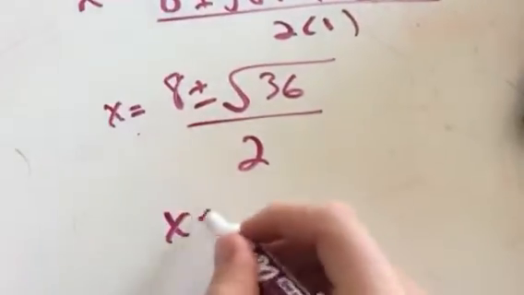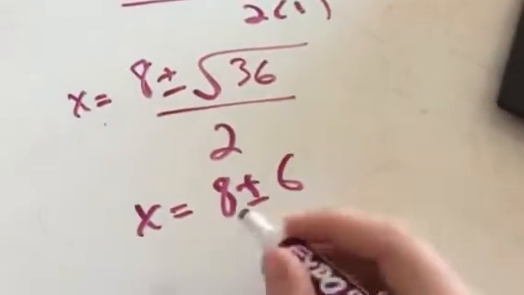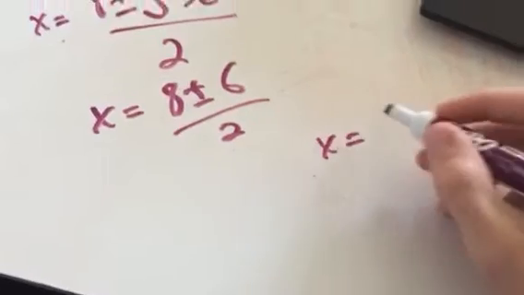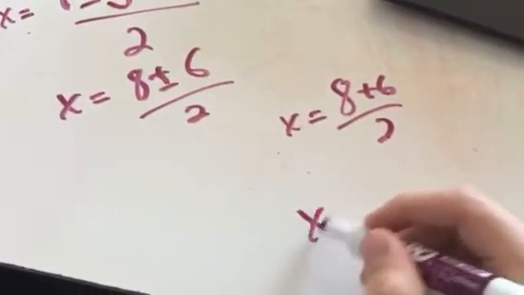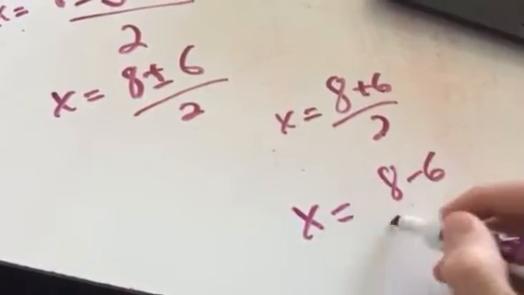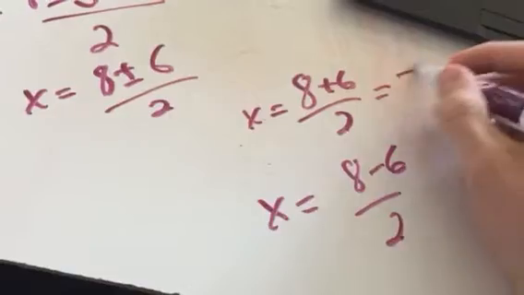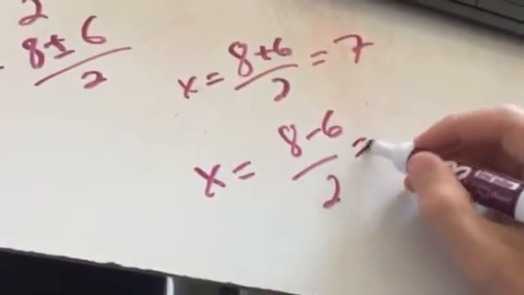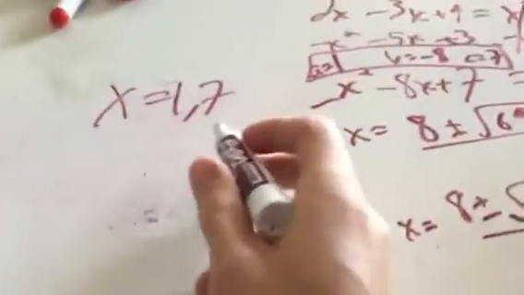And let's just keep that going. X equals 8 plus or minus the square root of 36. That's 6. Okay, so this is where you split it up. So x equals 8 plus 6 over 2, and x equals 8 minus 6 over 2. 8 plus 6, that's 14 over 2, that's 7. 8 minus 6, that's 2 over 2, that equals 1. And sure enough, those are the same answers I got over here.